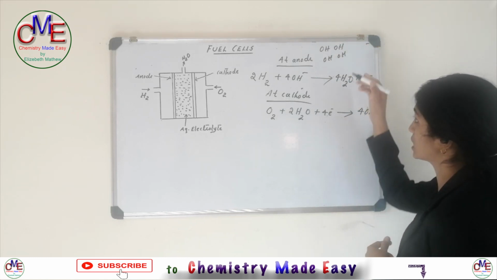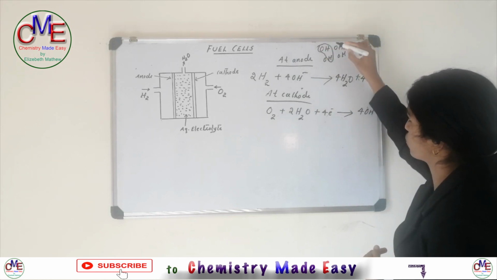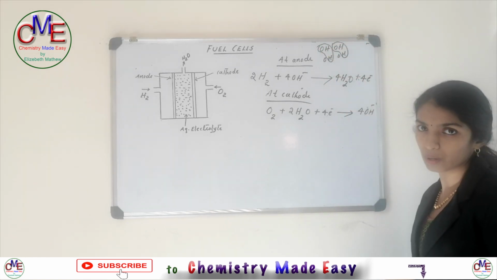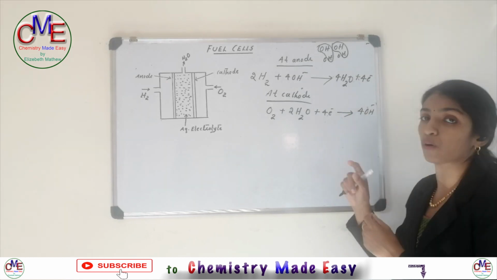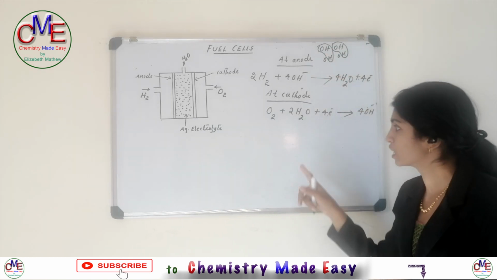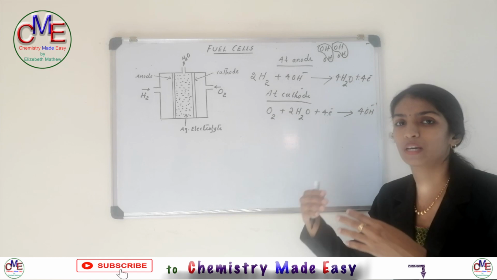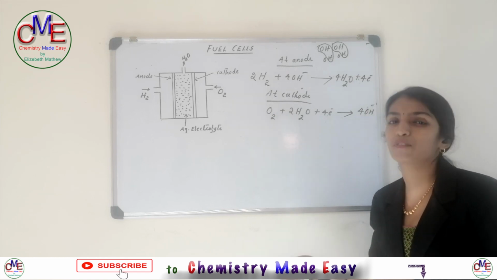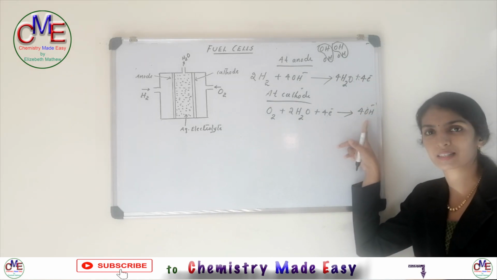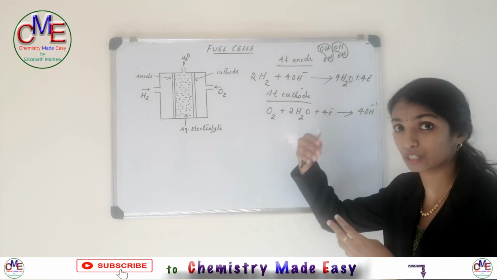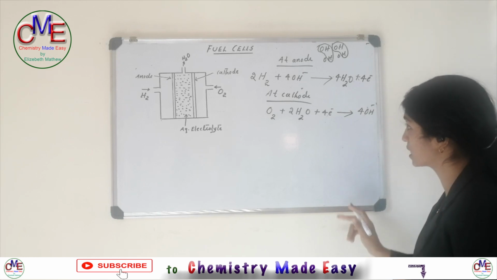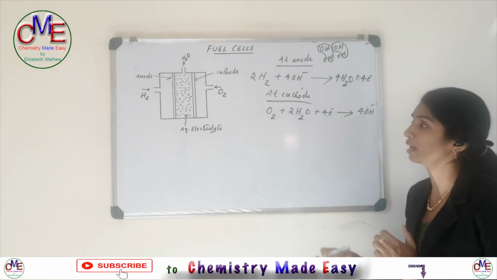This 4OH group is equivalent to, see, here this is one water molecule, this is another water molecule, right? H2O. Instead of this 4OH, we can write two molecules of H2O plus O2. So 2H2O plus O2 is equivalent to 4OH. If this 4OH accepts 4 electrons, what will be the product? It will become 4OH-. Right? This is just a tricky method to memorize. So O2 plus 2H2O plus 4 electrons gives 4OH-. This is the chemical reaction which occurs at the cathode in a fuel cell.